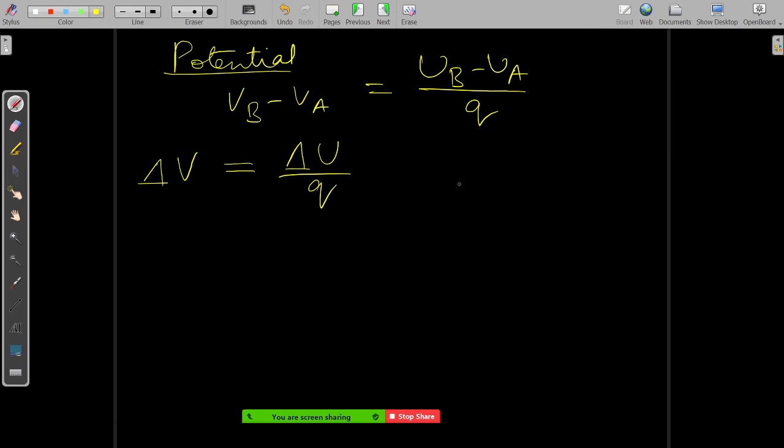Now the thing is, how are you going to find the formula for this change in potential? What will be the formula for this? So you just remove one Q from there, right? So we want to find the potential of a point Q at a particular point.